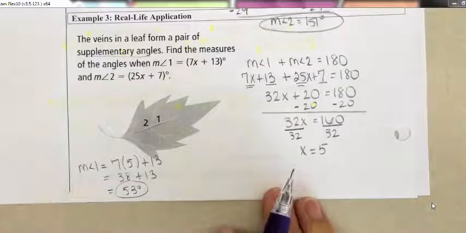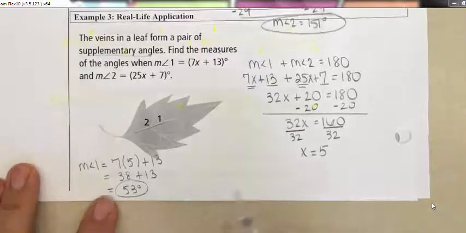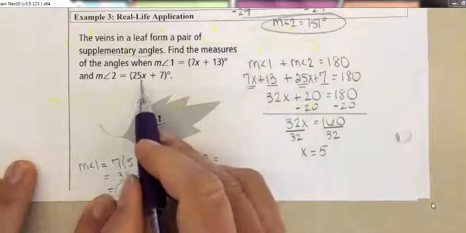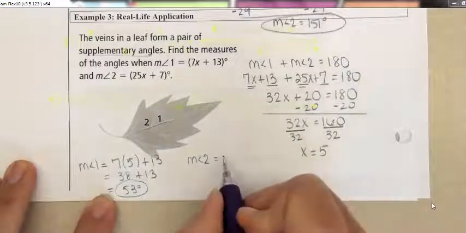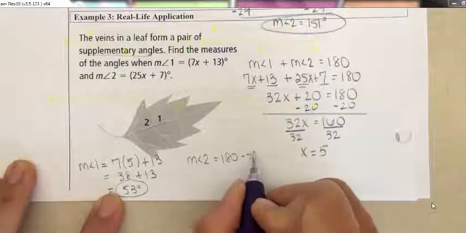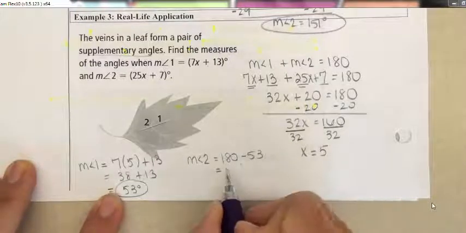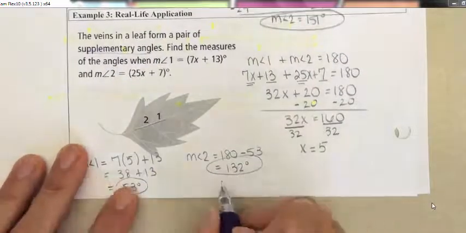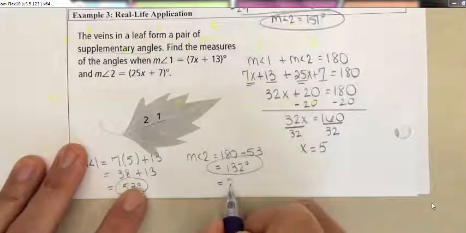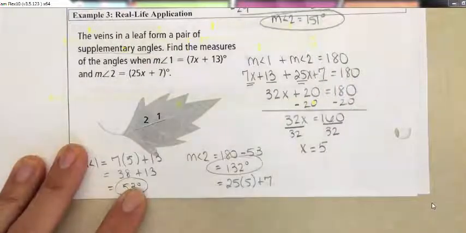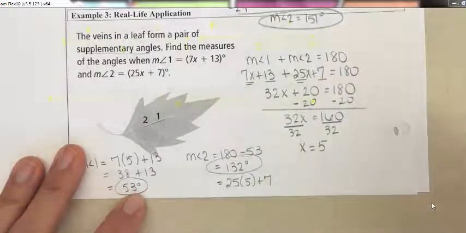And now you have an option for angle 2. The measure of angle 2 is supplementary to this. So you can either plug 5 into there and get a value, or you can also take 180 and subtract the 48. Either way is going to work, and either way is going to give you 132 degrees. So the other way would be to take that 25 times 5 plus 7. And that's also going to give you 132, because this is 125 plus 7. Great.